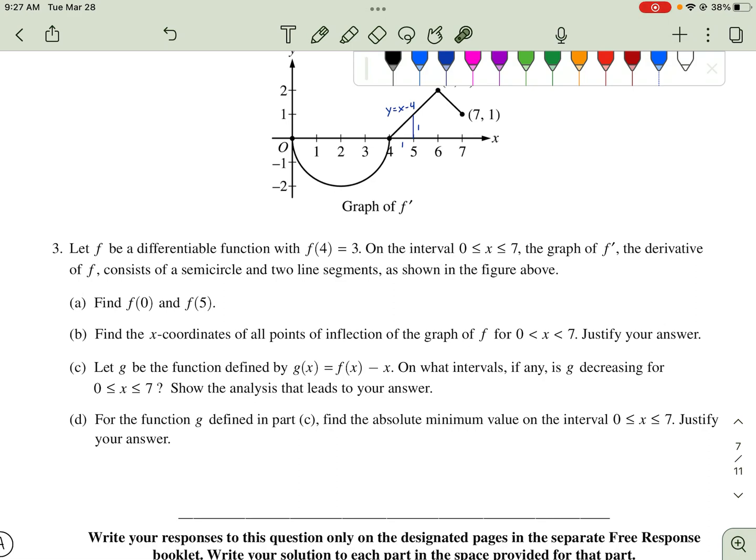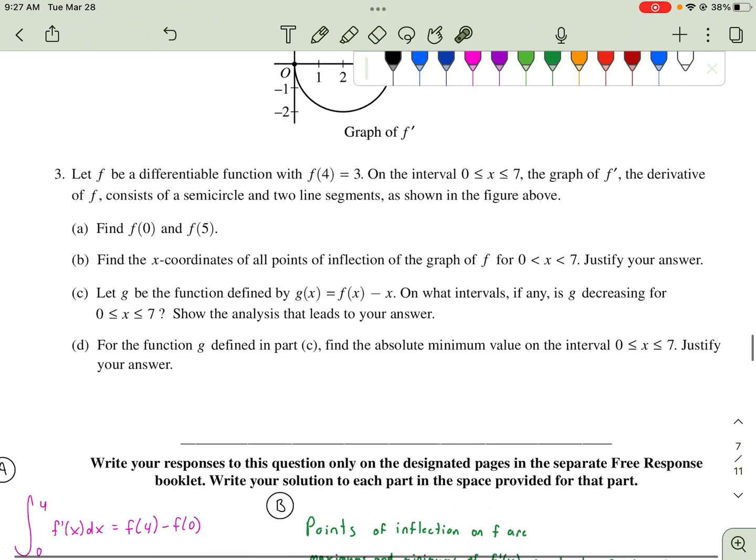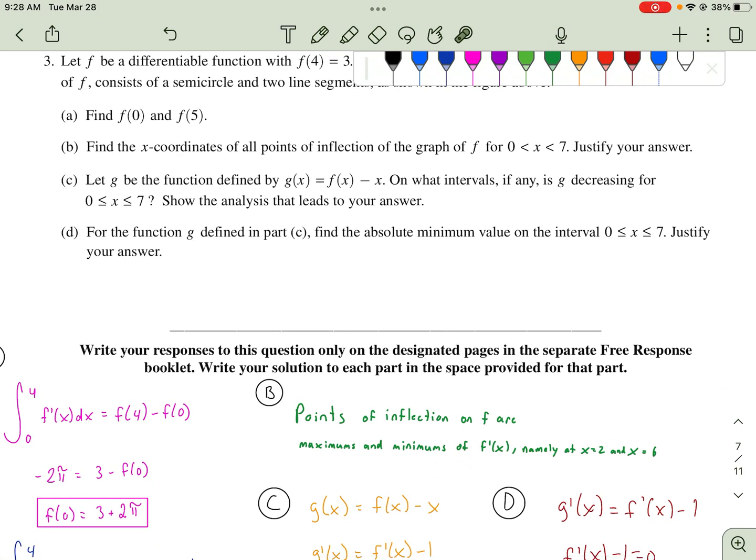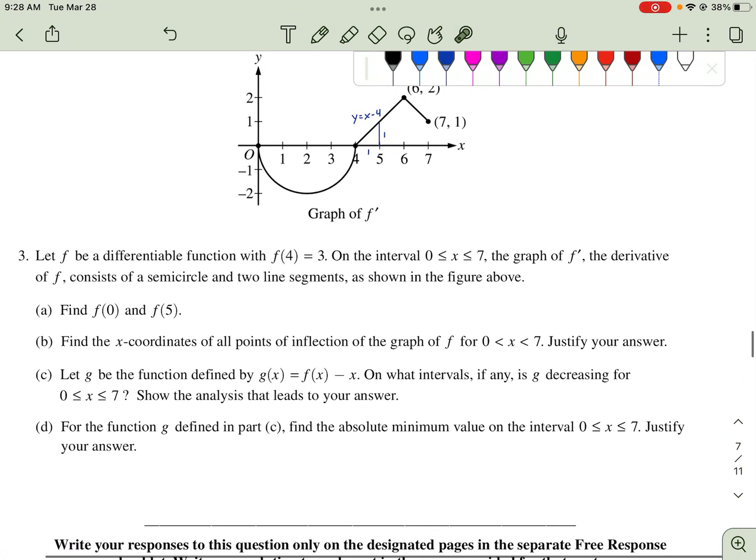Part B, find the x-coordinates of all points of inflection on the graph of f. So points of inflection, which is where concavity changes, but on an f prime graph, those are maxes and mins. And so that's at x equals 2 and x equals 6. It's maxes and mins again because inflection points are where the second derivative changes from positive to negative. But if the second derivative changes from positive to negative, that means the first derivative changes from increasing to decreasing.